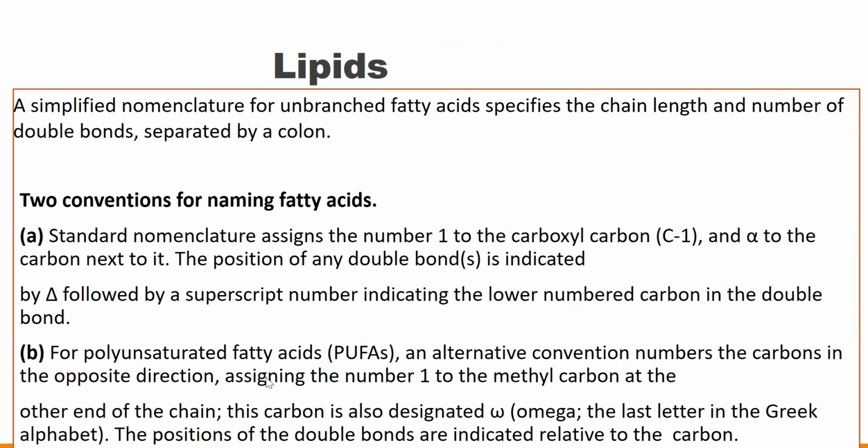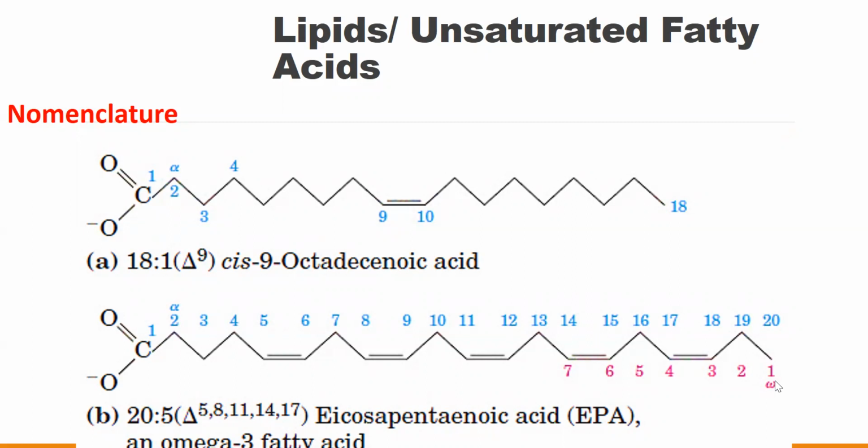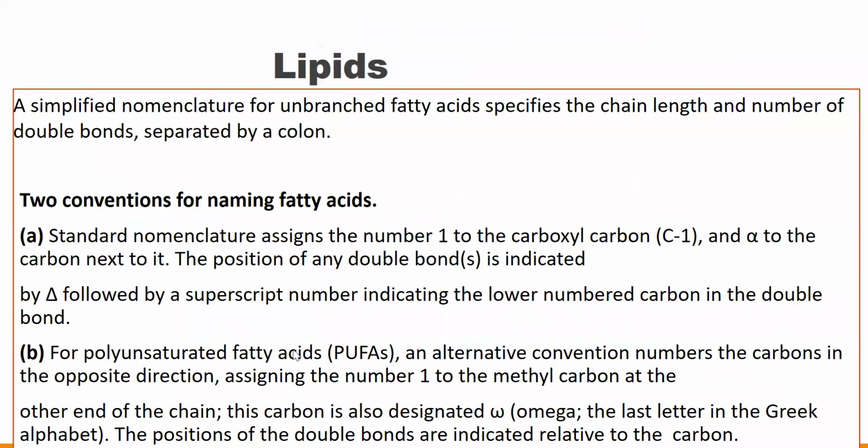For polyunsaturated fatty acids, an alternative convention numbers the carbon in the opposite direction. So we name again from the opposite direction. Instead of taking the carboxyl carbon as carbon 1, we name from the tail, from the end, now without the carboxyl group. That is how we name, like 1, 2, 3. This one is an omega-3 fatty acid. Imagine there are a lot of omega-3 fatty acids, and we have to be very specific. That's why the IUPAC established this system of naming fatty acids to be very particular and specific, the standard way of naming.